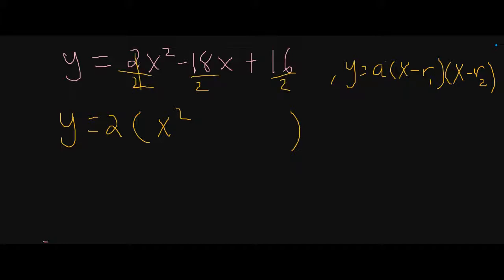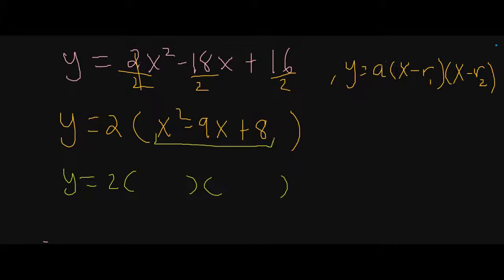This is 1, so we're going to get x squared. Negative 18 divided by 2 is going to give me the minus 9x. And then we're going to get plus, well, 16 divided by 2 is 8. Okay. Now that we've pulled out the 2 from everything, we're going to get y is equal to 2. And this is the great part about it, because now we can use this and basically turn that into factored form. And we actually did that in the previous video.